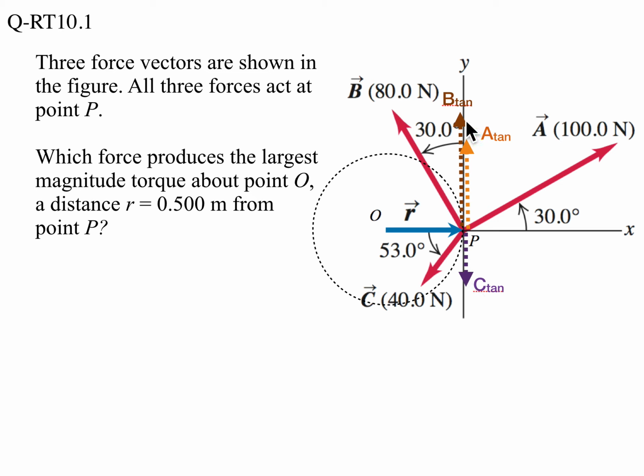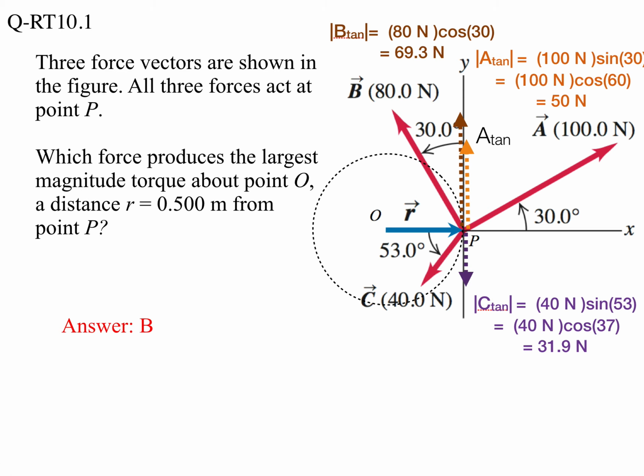So I can see B has the biggest tangential component of the force. And they all have exactly the same r here, or the same distance between the axis of rotation and where the force is applied. So the force with the biggest tangential component is going to be the biggest torque, and so the answer here is B. Okay, and you could do the math if you want.